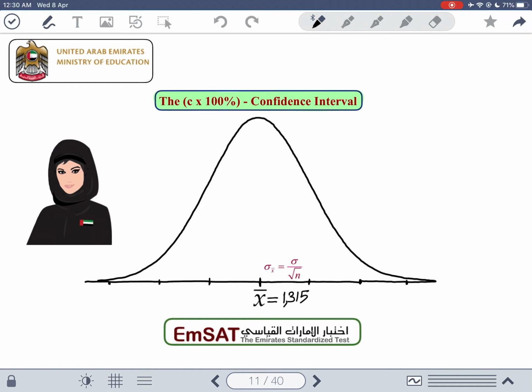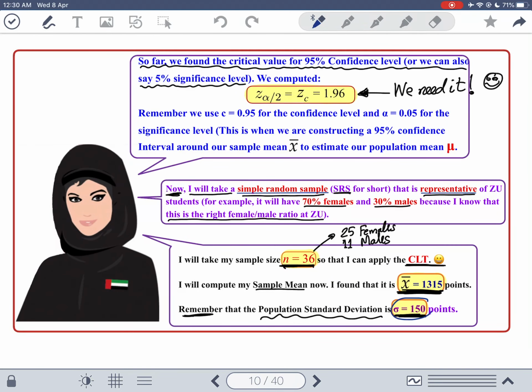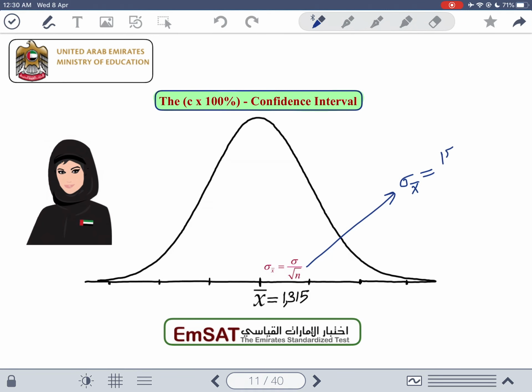Now, what is her standard deviation? Let's change the color so that you're not distracted. So her sigma X bar, or the standard deviation of sample means, is sigma. Remember what was sigma? 150. So it's 150 divided by the radical of her sample size. Remember, her sample size was 36.